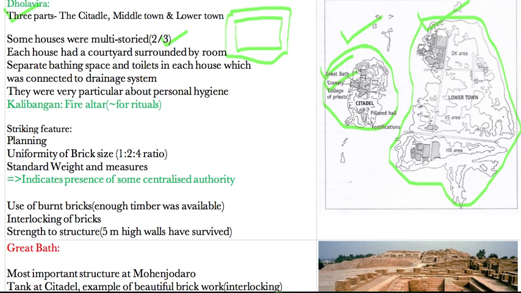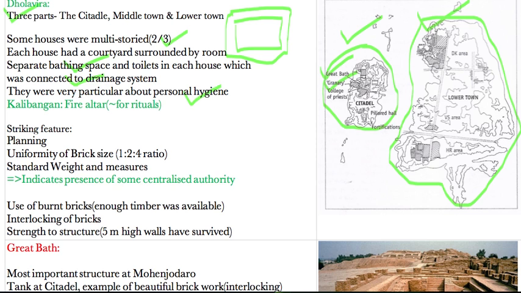Separate bathing space and toilets were also present in each house. This is also remarkable because during that period there was a separate bathroom and separate toilet in each and every house, which till date we don't have. It was connected to the drainage system, and that courtyard area where the toilet and bathroom were was connected to the drainage system of the street. They were very particular about personal hygiene, as you can see.